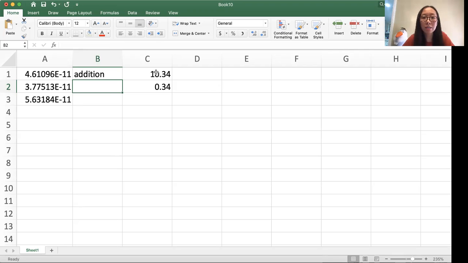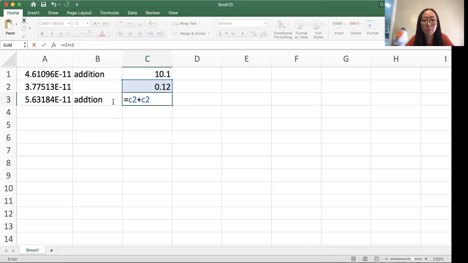So I'm going to give you an example here. Let's make two numbers. The first one is 10.1, the next one is 1.12. In this case, you can see that the first number has 3 sig figs but only one decimal place, but the second one has 2 decimal places. If we take the addition of these two, C1 plus C2, you get 10.22.